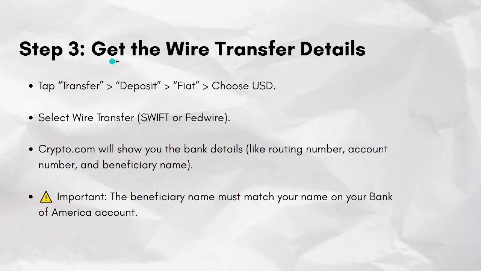Step number three is get the wire transfer details. So tap on transfer, deposit, and then fiat. Then you just have to use the USD. So you just have to select wire transfer, so Swift or Fedwire. So Crypto.com will show you the bank details like routing number, account number, and beneficiary name. Just an important note, the beneficiary name must match your name on your Bank of America account.